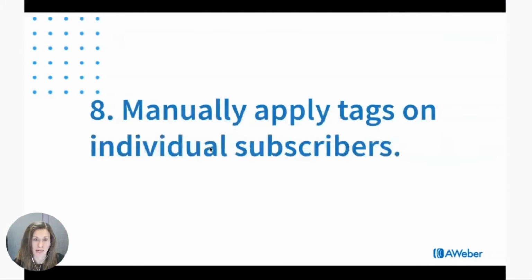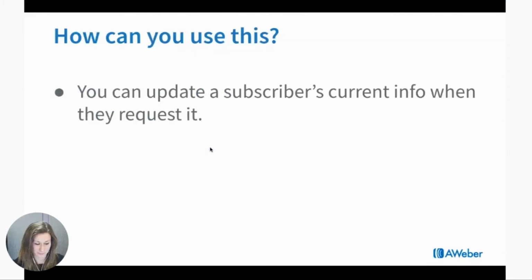Another way is, like I said, you can update a subscriber's current info when they request it. So Gerald told me that he wasn't a vegetarian anymore, now he was a vegan. But another thing you can do is, let's say you have a conversation with a subscriber and they tell you some information about them that's really relevant and can help you send more personal emails. You can go into that subscriber in AWeber or your email marketing platform and update their information with tags.